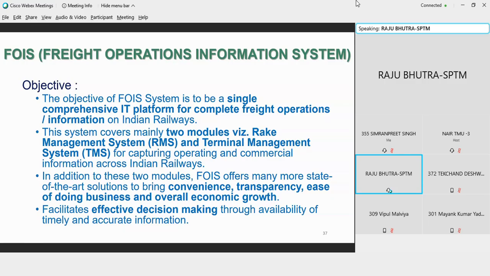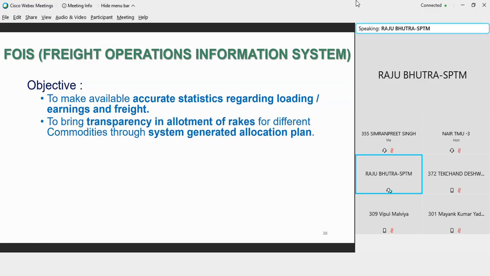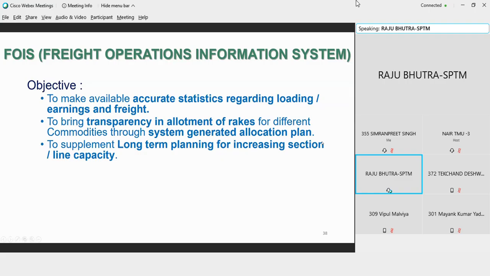So we can have very effective decision making using all the information. To make available accurate statistics regarding loading and earnings and trade. Very accurate information can be gathered. To bring transparency in allotment of rates for different commodities through system generated allocation plan. All the allotment of rates can be done in a transparent manner using system generated allocation plan. To supplement long-term planning for increasing section line capacity. So planning to increase sectional or line capacity can also be made using the system, and long-term planning can be done.